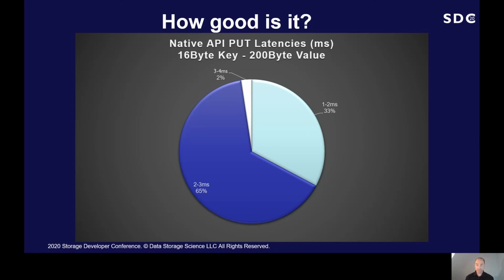So here I do 1 million key value stores just to populate the key value database. Like I said, 16-byte keys, 200-byte values. Mostly they perform pretty well, and between 1 and 3 milliseconds, you get about 98% of the keys stored. A little bit slower for a couple percent of the workload, but all in all, not a bad write speed for this size of data and this infrastructure.